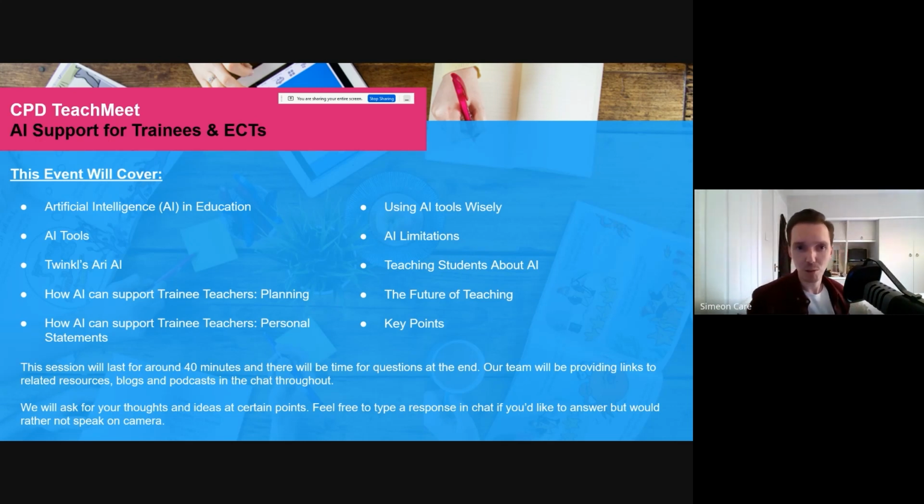So we're going to try and cover quite a lot of ground today. We'll give an overview of AI, artificial intelligence, in education at the moment, some of the tools that are out there. We'll talk about Twinkl's AI tool. We'll talk about two specific ways AI could support trainee teachers, that's with planning and personal statements. Then I'll talk about using AI tools wisely, the limitations of AI, why it's important to teach students about AI and what you might want to cover. And then we'll look briefly at the end at the future of AI in teaching and sum up with some key points. If you want to ask questions throughout, please do drop them in the chat.